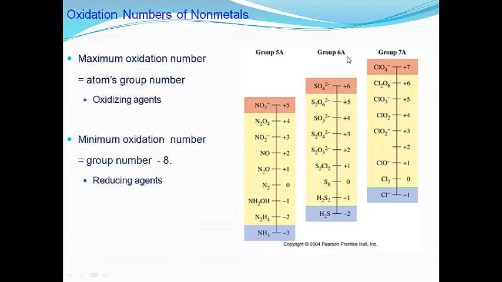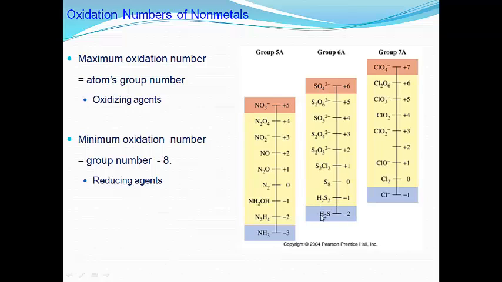Let us look at a couple of other examples. Here we have in group 6A, we have our sulfate, and the maximum oxidation number in this case, for group 6, is equal to the atom's group number, and in this case it's +6. That is to say that sulfur has an oxidation state of +6. It cannot get any higher than +6, so it can only become reduced, and therefore it is an oxidizing agent, and a strong oxidizing agent, as a matter of fact.